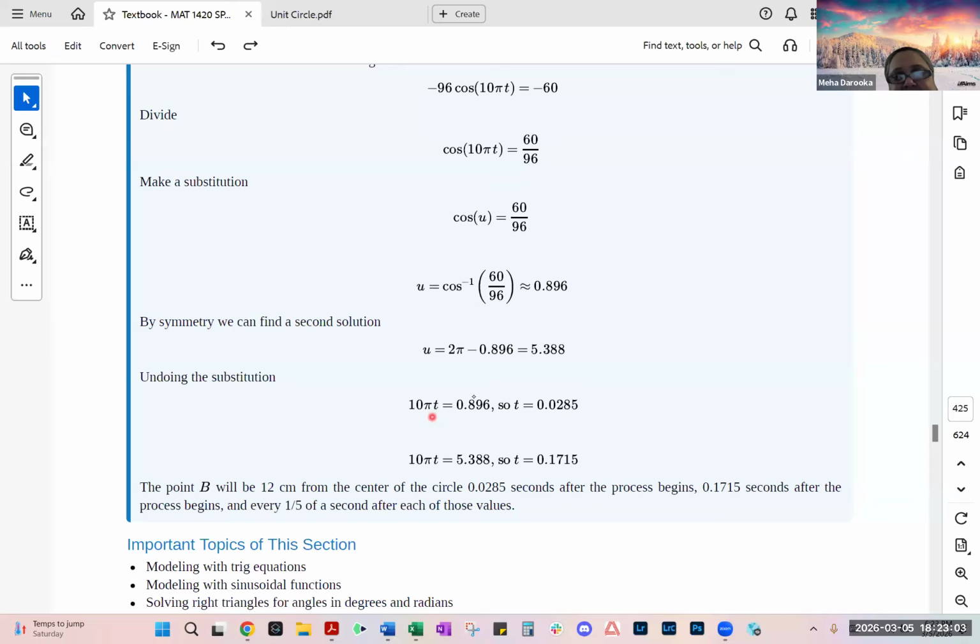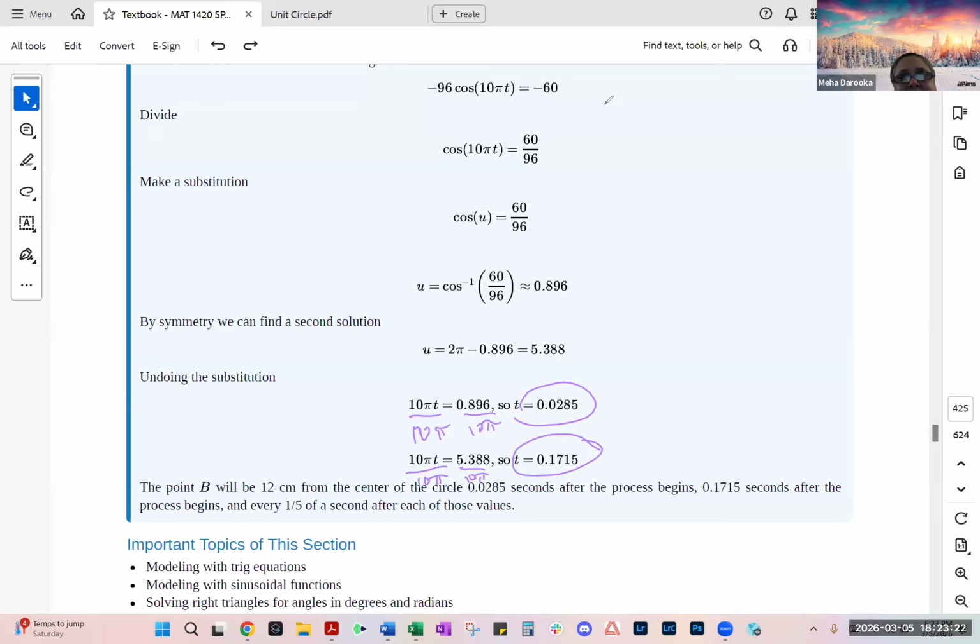So to get t by itself, of course, you are going to divide both sides by 10 pi. So you get your t value here. Same thing, divide both sides by 10 pi. And you can get your t value over here.